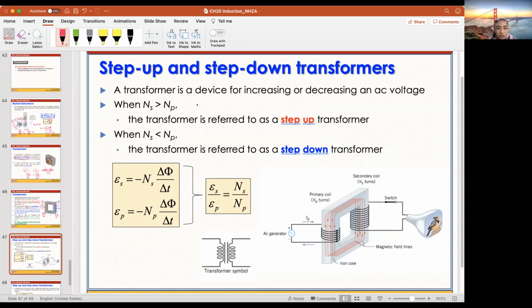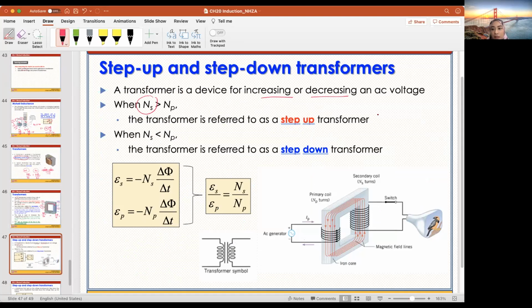So a transformer, what does it do? It is a device for increasing or decreasing an AC voltage. When your secondary has more coils than primary, then it is called a step up. Sebab dia increase the voltage. When your primary is more than your secondary coil, it is a step down because you decrease the voltage.